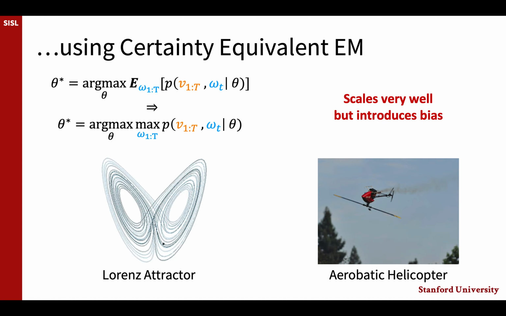So we study a certainty equivalent approximation, where instead of trying to characterize the distribution over the trajectory of states that we didn't see, we simply look for the most likely explanation. We find that this approach to EM scales very well, but can introduce a small degree of model bias, which we study in our experiments. We study a system of coupled Lorenz attractors as a simulated experiment. And we also look at a real-world application to an aerobatic helicopter.